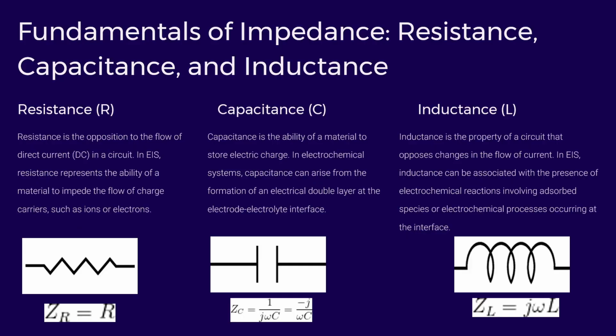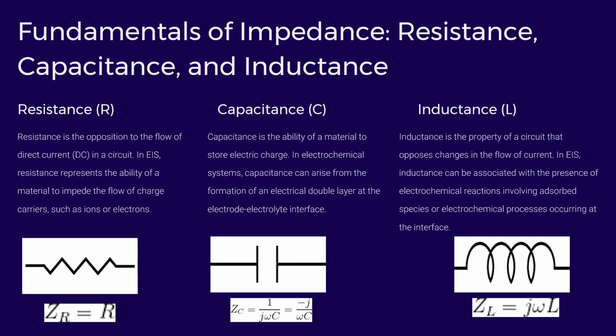So we know that it works on the principle of impedance. So what actually is impedance? It involves three components: resistance, capacitance, and inductance. Impedance can sometimes be only resistance, or only capacitance, or only inductance, or it can be a combination of all three components.